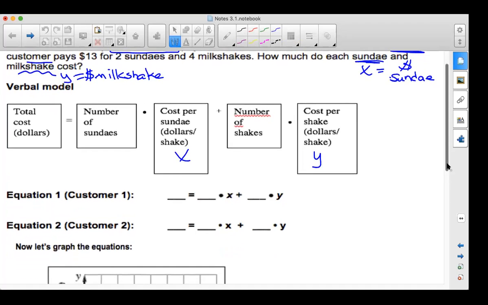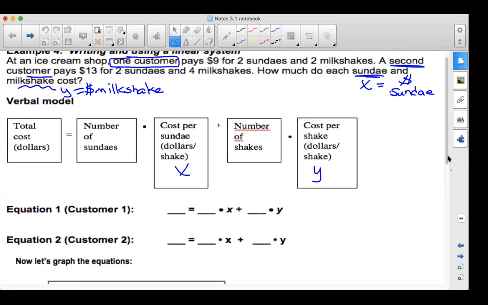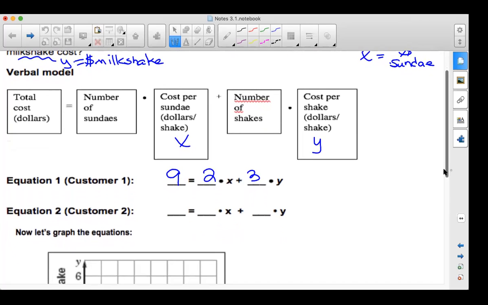Ava R, if we want to write an equation for customer 1, how can we write it? They pay a total of 9, so it would be 9 equals 2x plus 2y. So we bought 2 sundaes for a certain amount of money and 3 shakes. And then Julia, how about equation 2? Customer 2, how much did they pay? 13. For how many sundaes? 2. And 4 milkshakes.